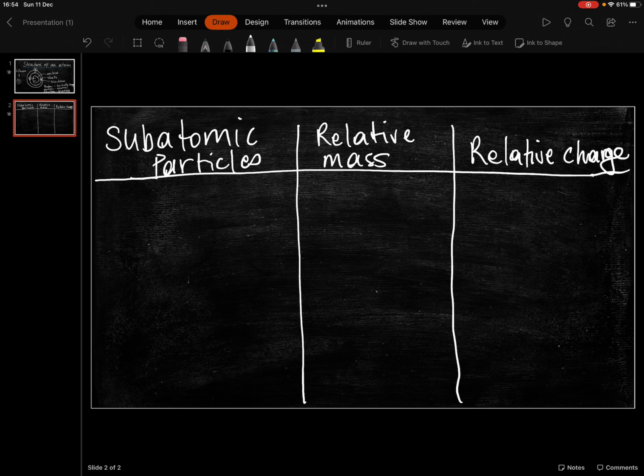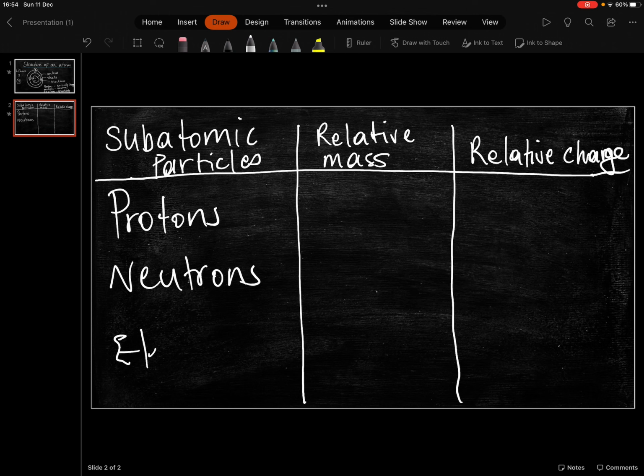So the subatomic particles I've got here are the protons, neutrons, and electrons. Okay, and the relative mass of the proton and the neutron is 1.